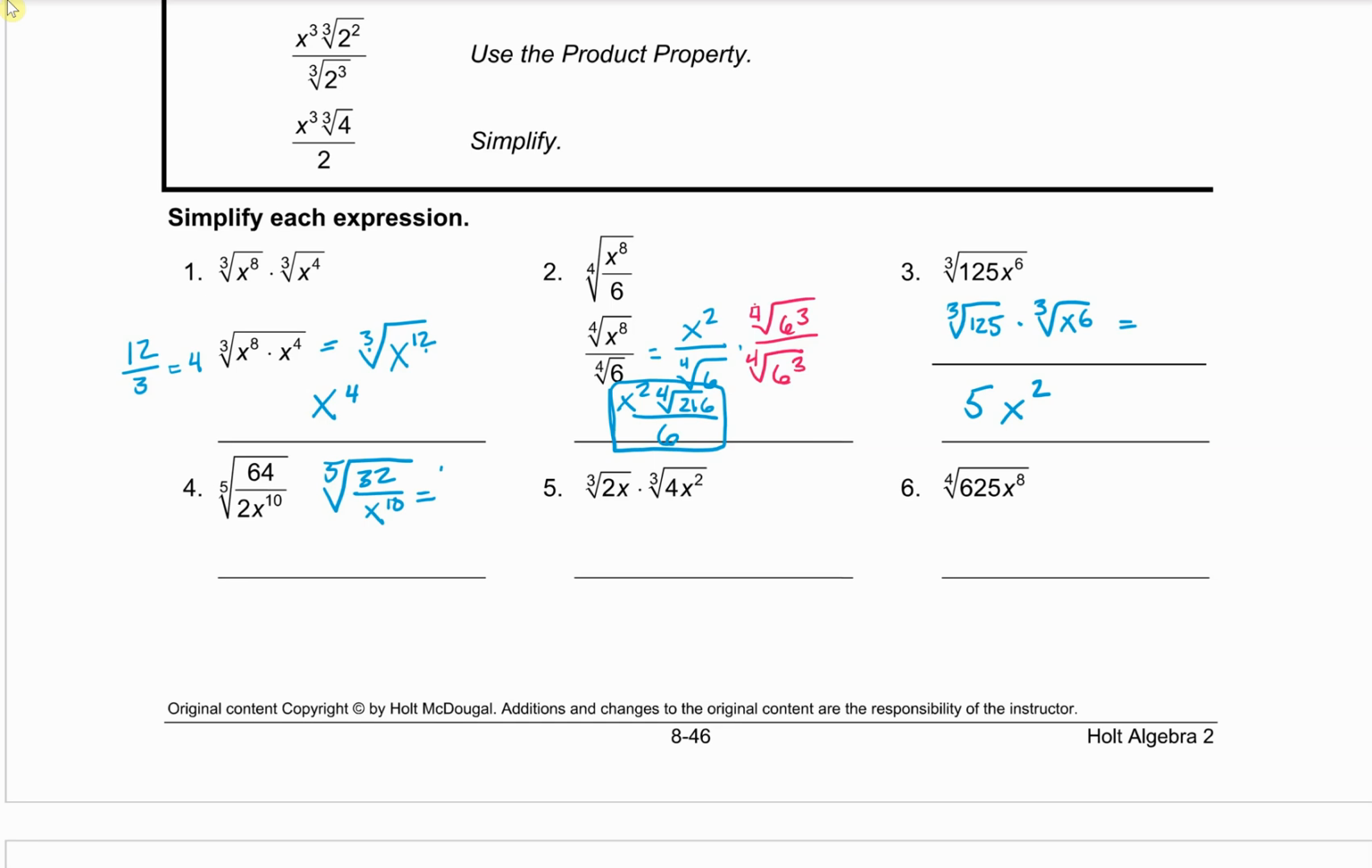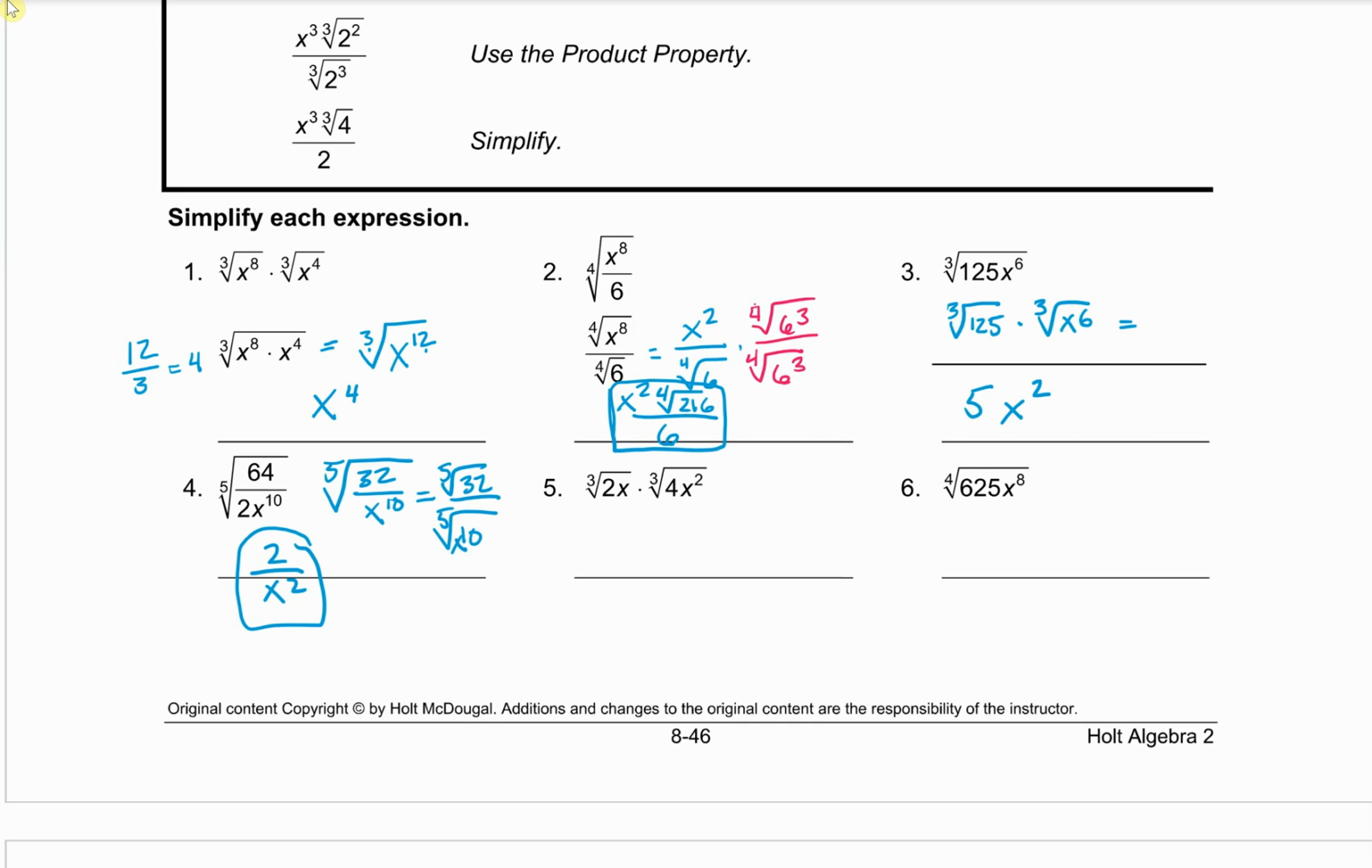Well, guess what? The 5th root of 32 divided by the 5th root of x to the 10th. That's going to be 2 over x squared. Because the 5th root of 32 is 2, 10 divided by 5 is 2. So we get 2 over x squared.